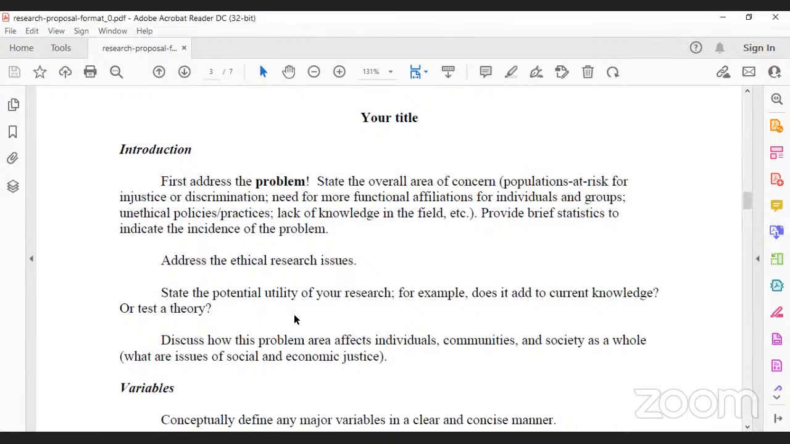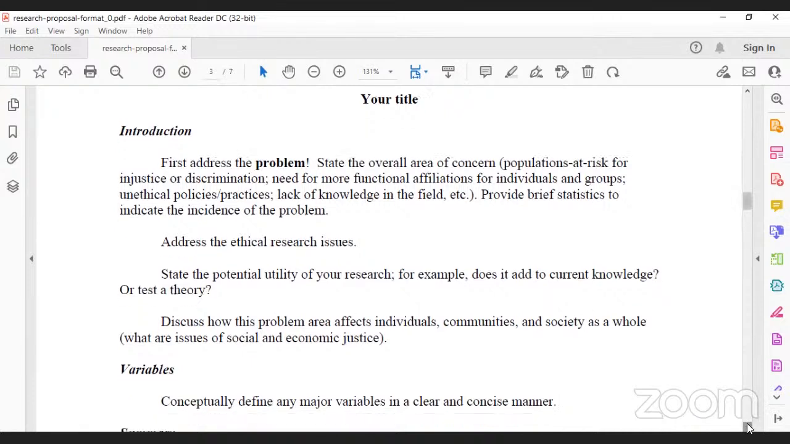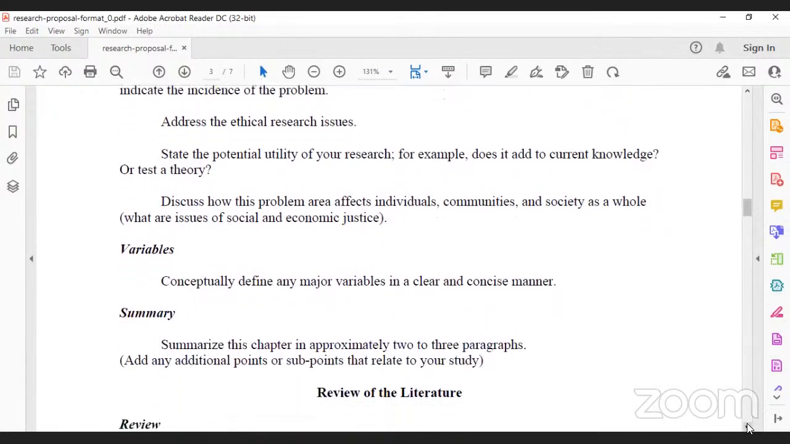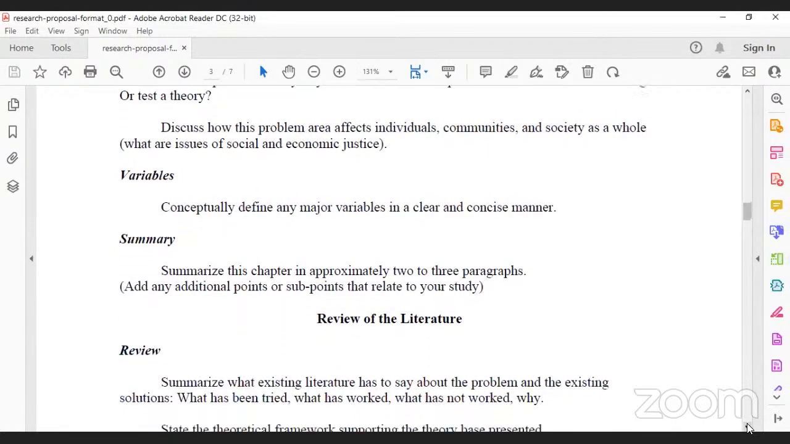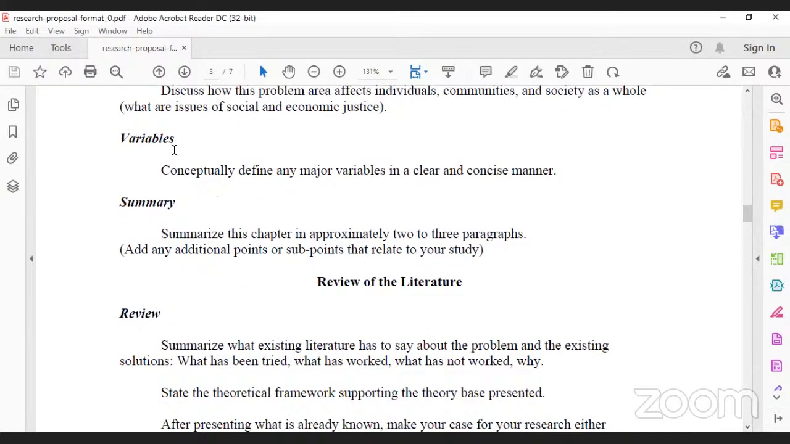The introduction is not just about talking about the topic, but about how your research area, your research title, or your research variables are going to have an impact, and how it is different from the previous studies which have been done. The next heading is variables. Conceptually define any major variables in a clear and concise manner. When we asked you to write an operational definition of your variables, this was the purpose, that every variable works differently in different contexts.